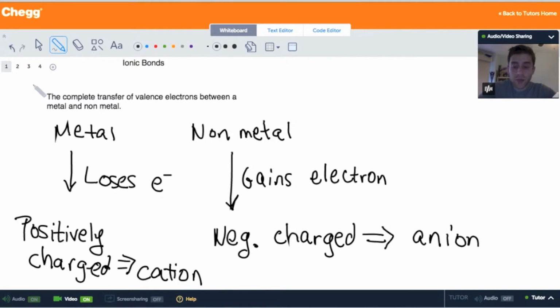So the reason they do this is because, like every bond, one atom has something that the other one needs, and vice versa. So the metal, by losing an electron, will see that it now has a stable octet, and the nonmetal, by gaining an electron or multiple electrons, then has a stable octet of 8 valence electrons. So instead of sharing, they just transfer, because one needs to lose electrons and the other one needs to gain electrons.